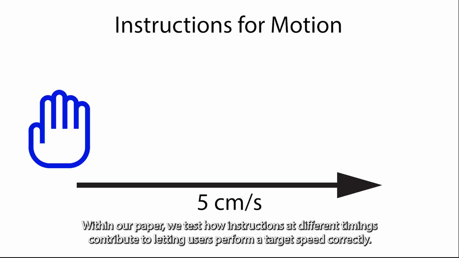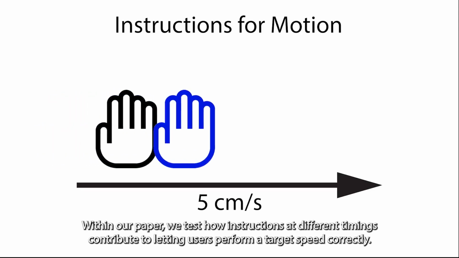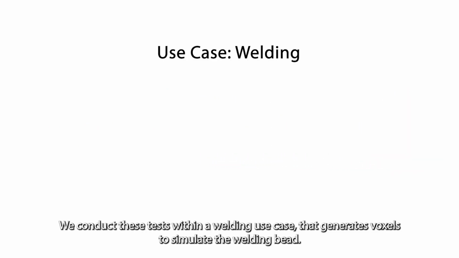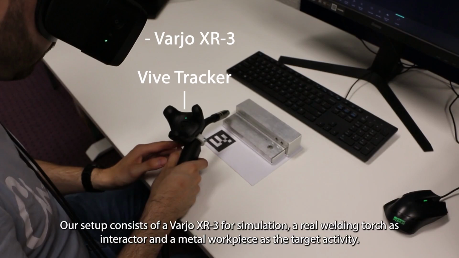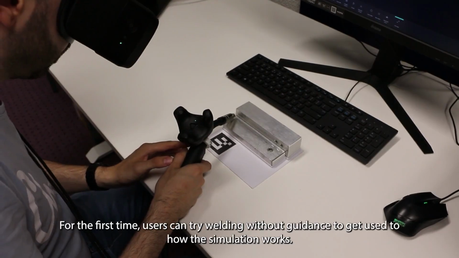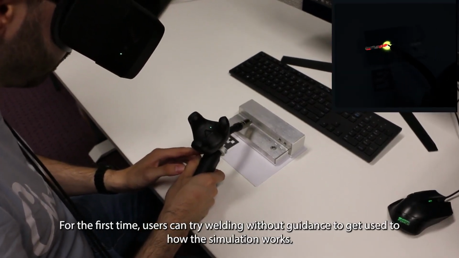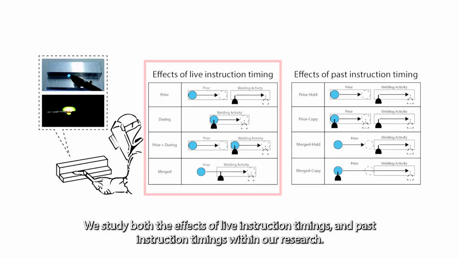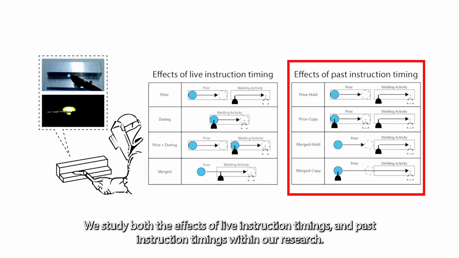Within our paper, we test how instructions at different timings contribute to letting users perform a target speed correctly. We conduct these tests within a welding use case that generates voxels to simulate the welding bead. Our setup consists of a Vario XR3 for simulation, a real welding torch as interactor, and a metal workpiece as the target activity. For the first time, users can try welding without guidance to get used to how the simulation works. We study both the effects of live instruction timings and past instruction timings within our research.